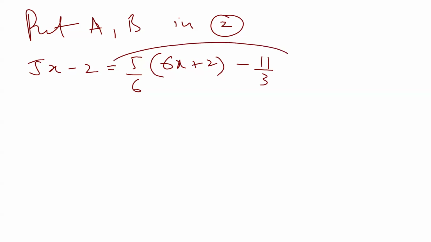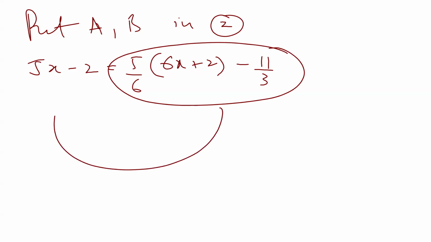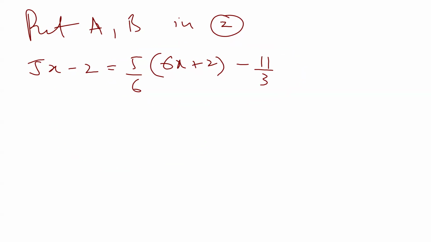Okay. Now don't simplify this right hand side. If you simplify the right hand side, you will get 5x minus 2. The purpose is not simplification. Now go to equation number 1 and just write from 1.